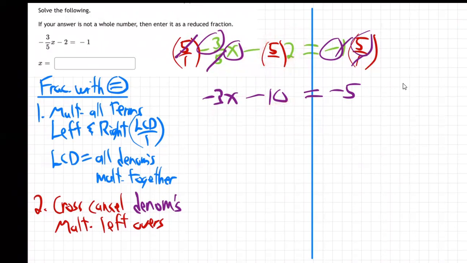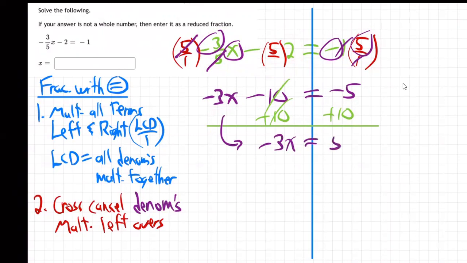They're just leftovers. So you cross cancel the denominators and then multiply all the leftovers. These multiply, these multiply, these multiply. They're all leftovers, minus 5x. And then you just solve for x. You know how to solve for x here. Just add the 10 to x, and I want to be alone. Here we get positive 10 minus 5 is 5.